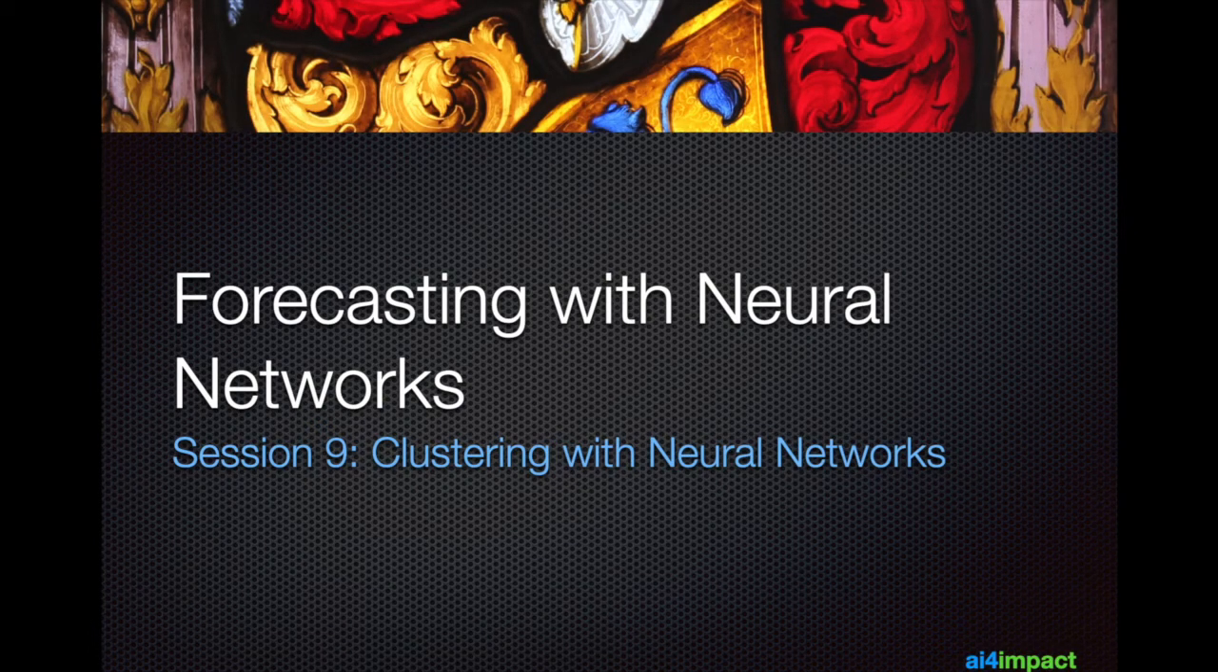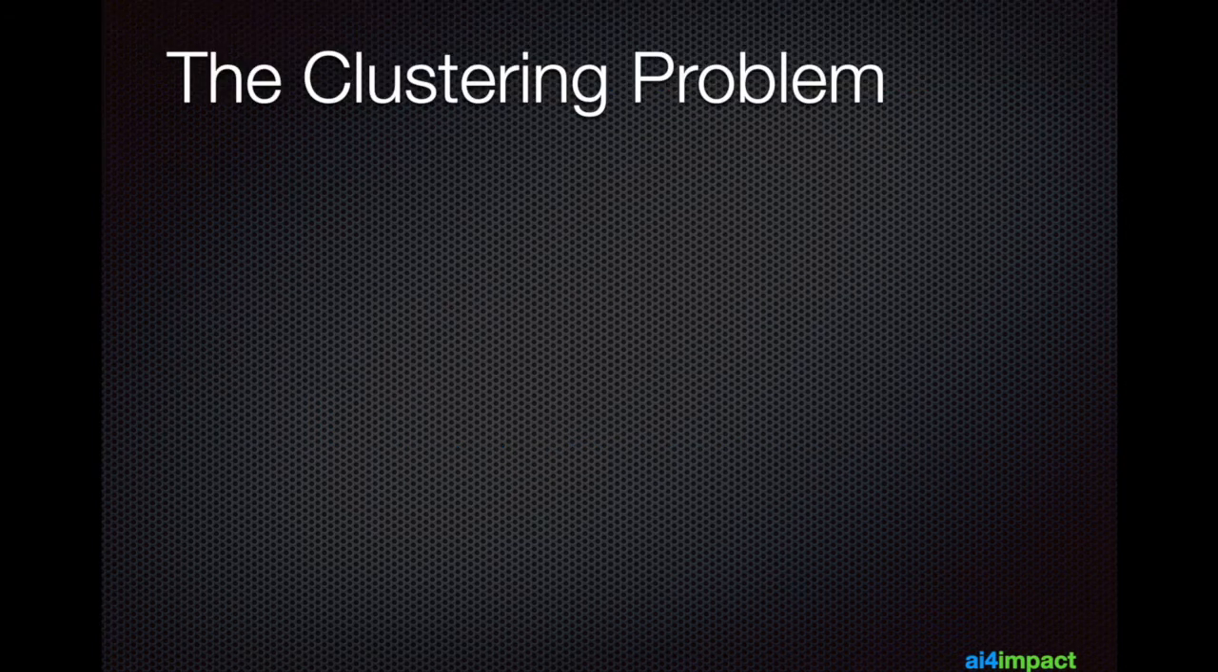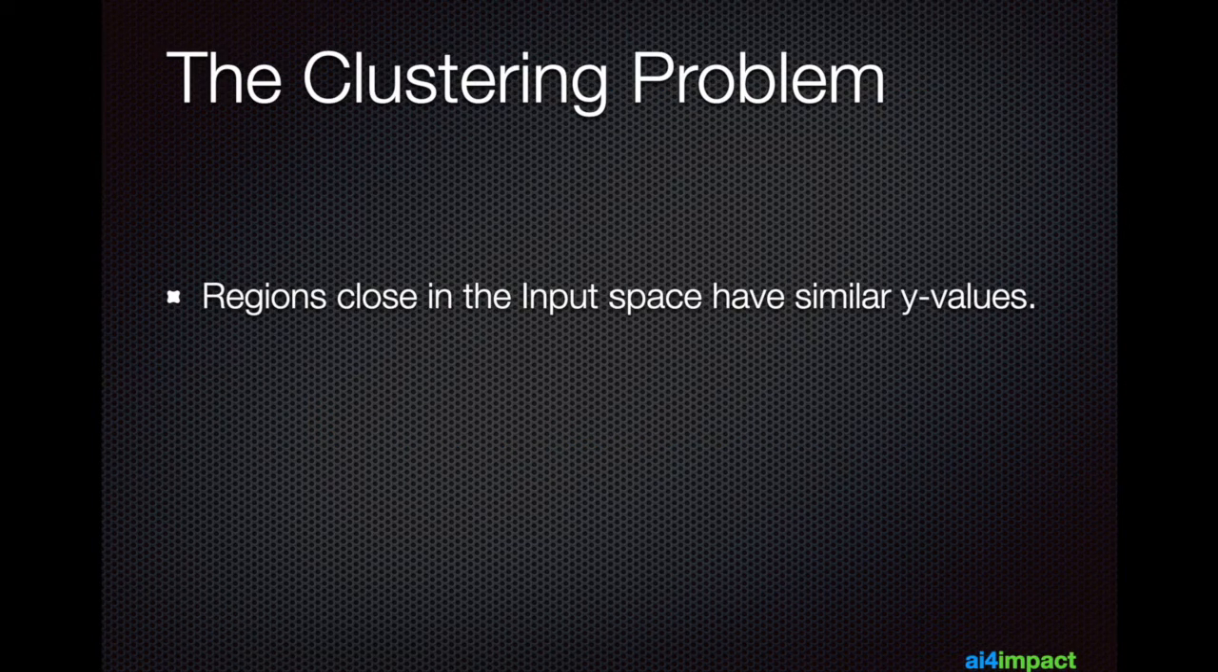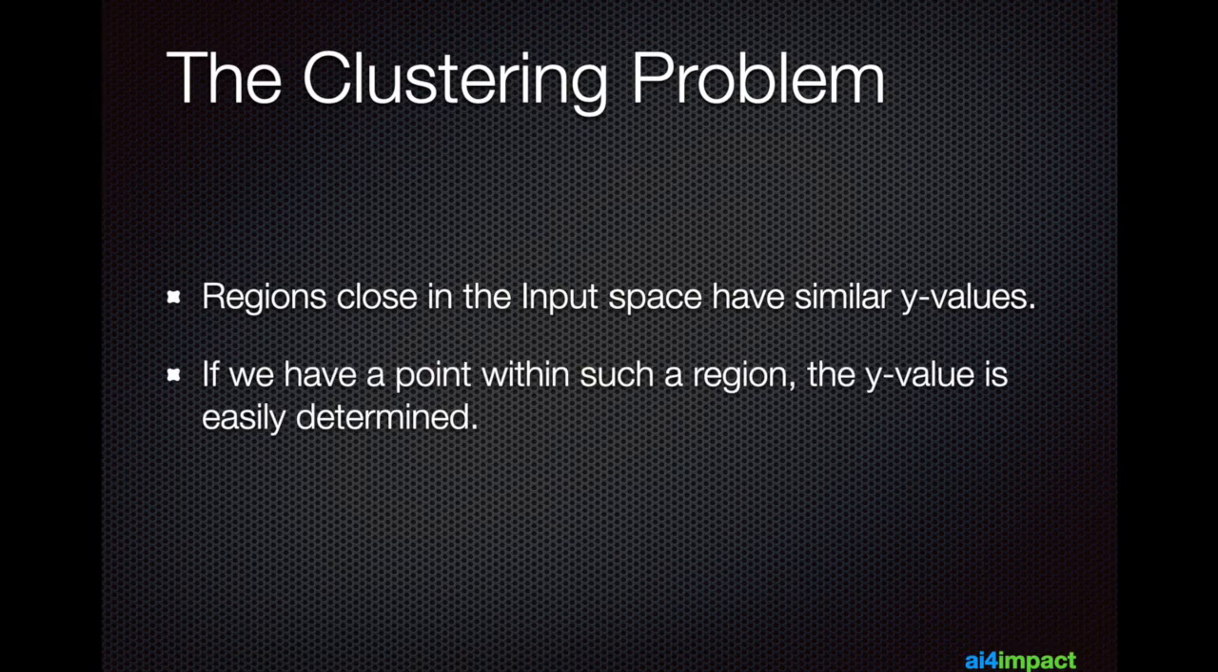Welcome to session 9. In this session, we will talk about how neural networks actually function. One important function of neural networks is in clustering. The clustering problem starts with recognizing that points close together in the input space have very similar y values or actual values. So if you have two such points within such a region, it is quite possible that the y values are the same and therefore could be easily determined.